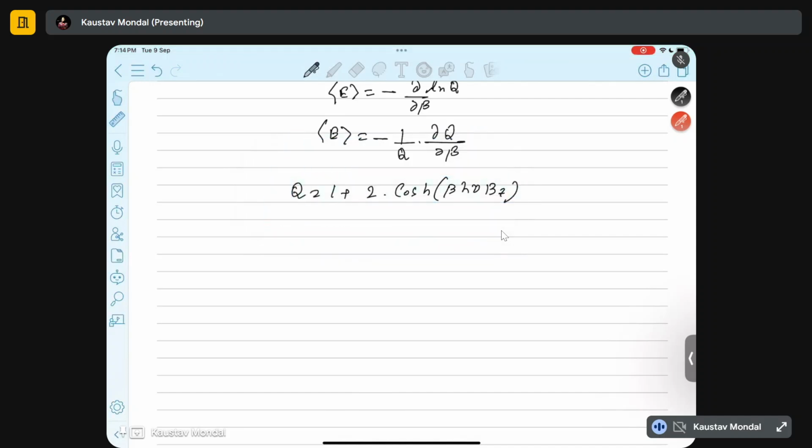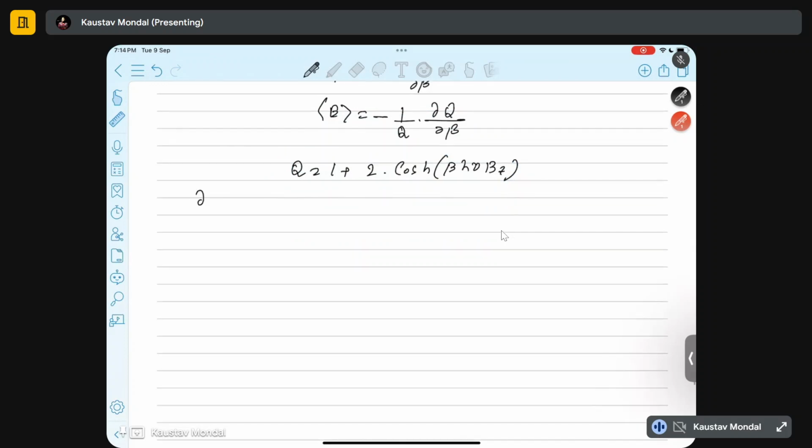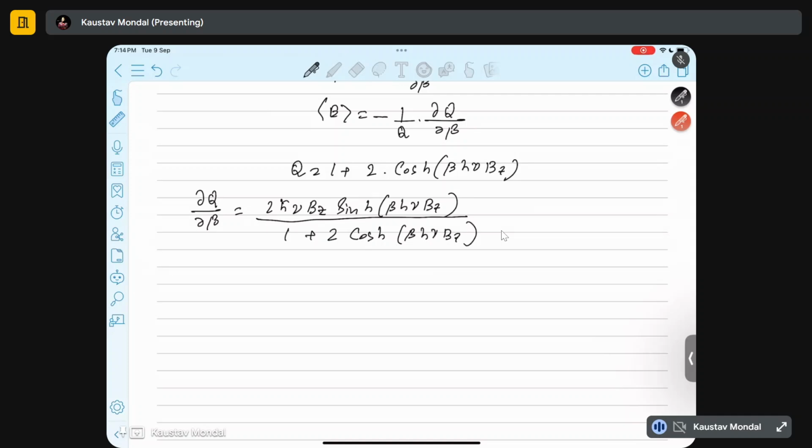Now if you do that derivative, del q by del beta gives you 2 h cut nu Bz into sine hyperbolic beta h nu Bz, and in the denominator it would be 1 plus 2 into cos hyperbolic beta h nu Bz, right? So this is the expression of del q by del beta.